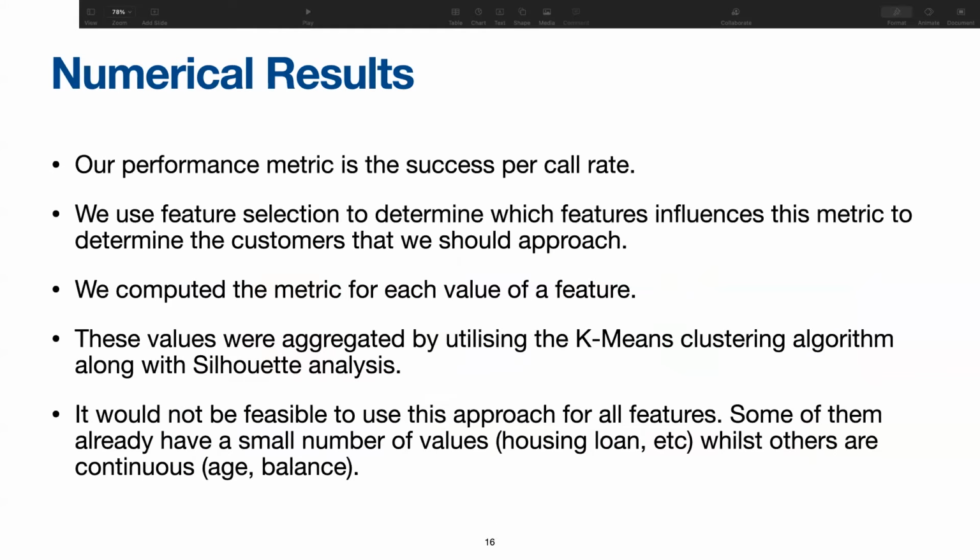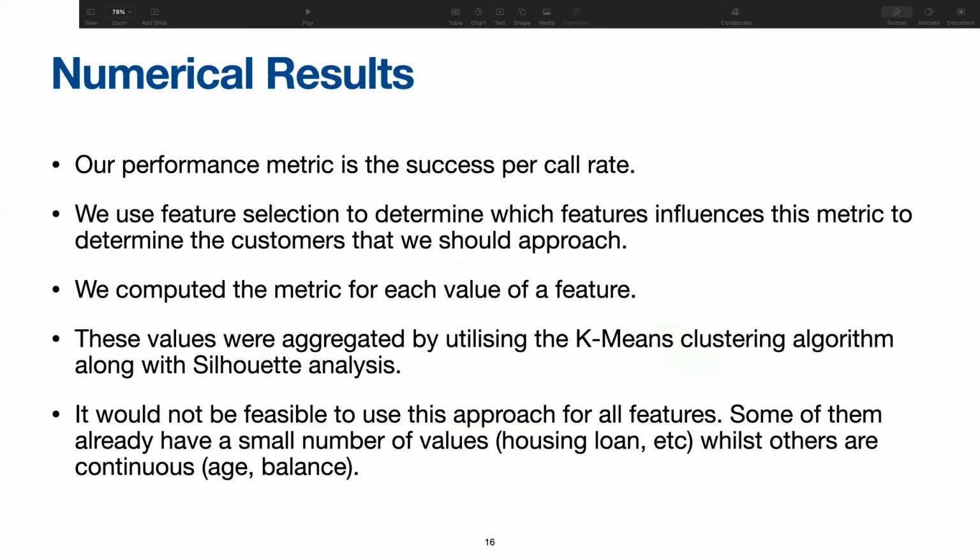Okay, so again, to note, our performance metric is the success per call rate. And we're going to use feature selection to determine which features would influence the metric the most, right? And this will determine the customers that we should approach. So we're going to compute this metric for each value of a feature. And in some cases, features contained many values. So in the next slide, you'll see an example.